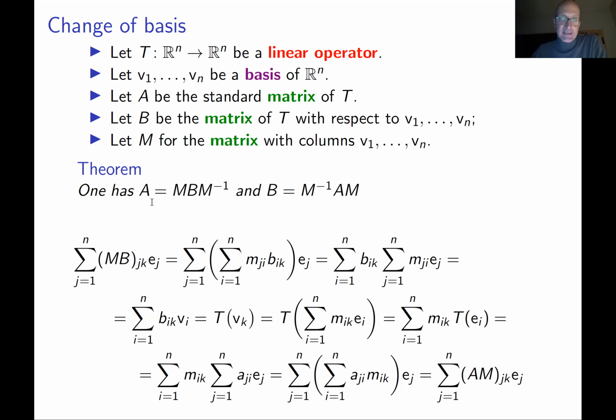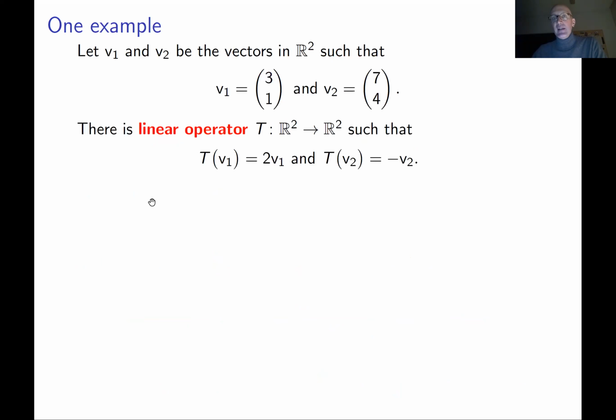Okay, let's consider an example a little bit simpler than what we considered before. We considered a 3 by 3 example. Let's now consider 2 by 2. You take two vectors in R2, V1 and V2. V1 is (3, 1), and V2 is (7, 4). It follows from the theorem proved in the first part of this lecture that there exists a linear operator, and it's unique, such that T of V1 is 2V1 and T of V2 is minus V2.